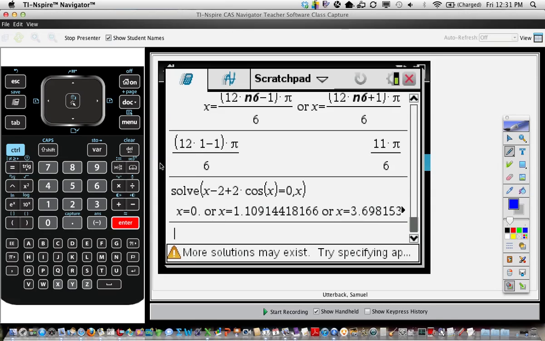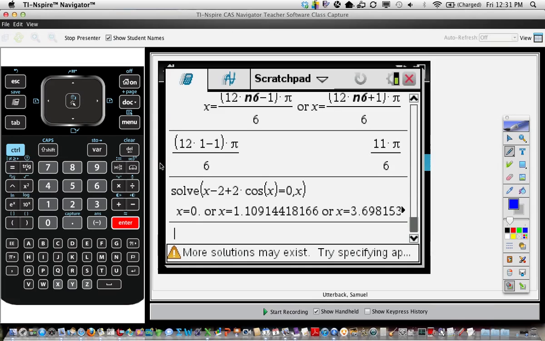But look at this down here. Warning, more solutions may exist. You know, it may not find them all. That comes up a lot. Now, just because that comes up doesn't mean there are probably more. A lot of times you can trust them, but it is something to think about. So being able to go to the graph screen and do it might be a good double check to see that, yep, there are only 3. All right, so I wanted to comment on that.